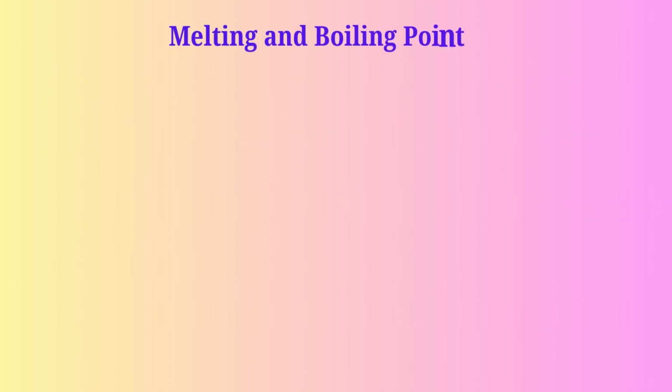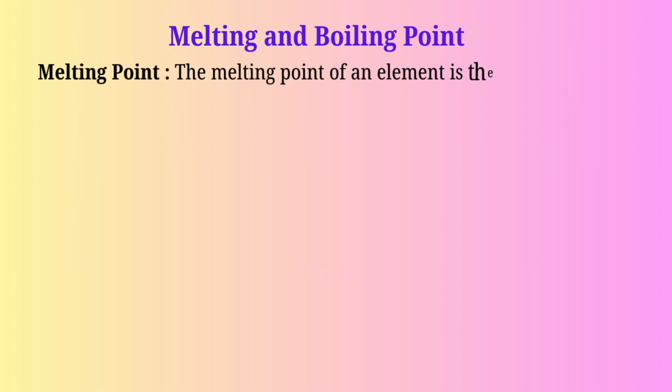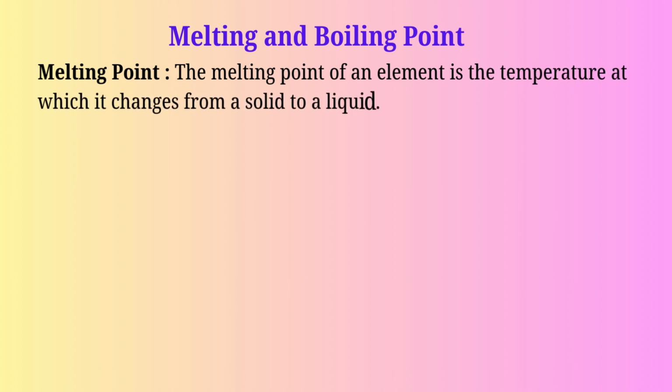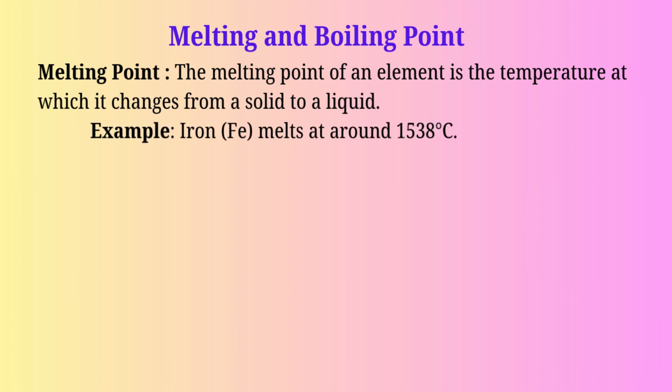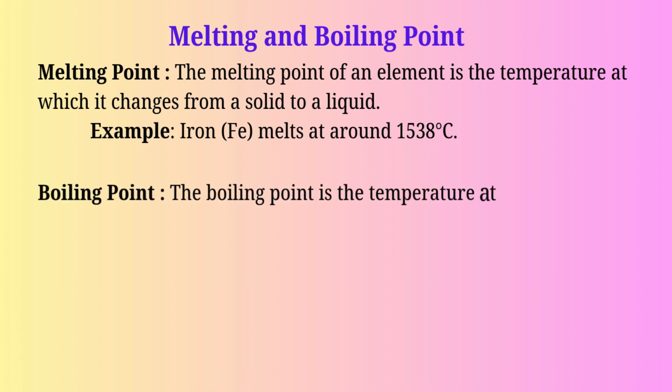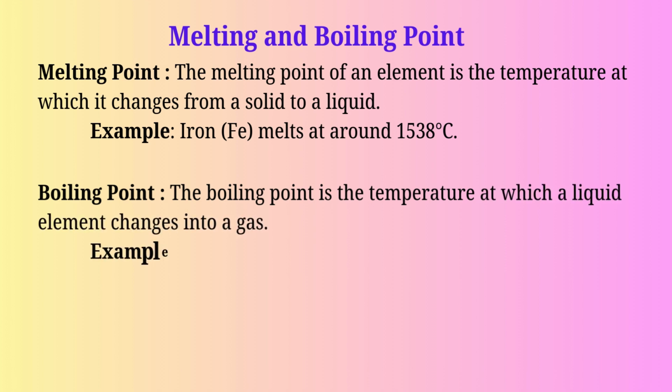Now, melting and boiling point. Melting point. The melting point of an element is the temperature at which it changes from a solid to a liquid. For example, iron melts at around 1538 degrees Celsius. Boiling point. The boiling point is the temperature at which a liquid element changes into a gas. For example, mercury boils at 357 degrees Celsius.